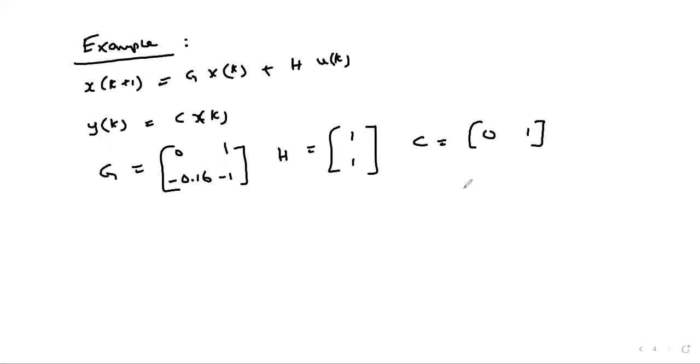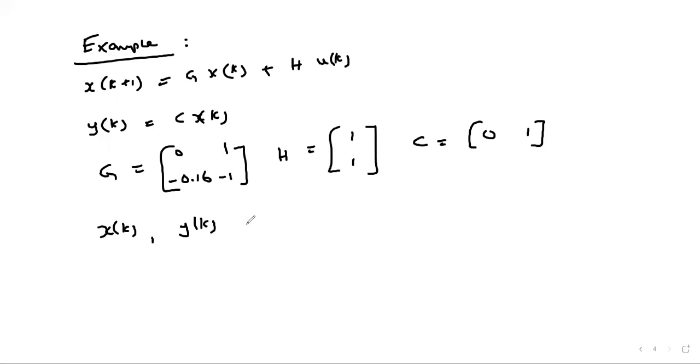So that is the question. We have to determine the state transition matrix for the system defined by the state equation and the output equation, where the matrices G, H, and C are given by the matrices respectively. We are also to obtain the state x(k) and the output y(k).